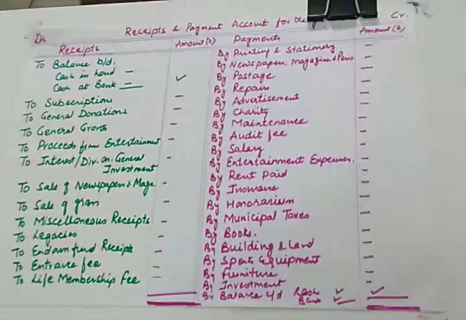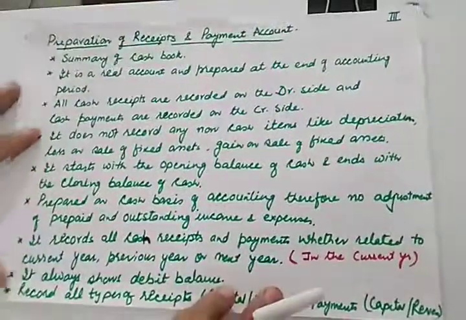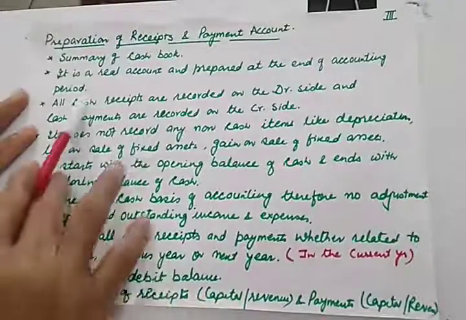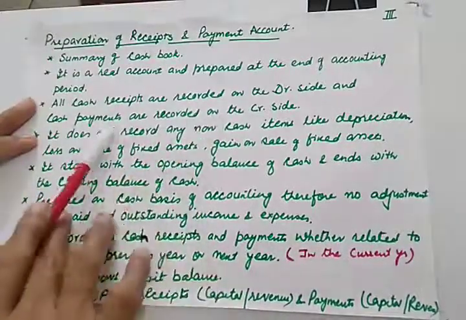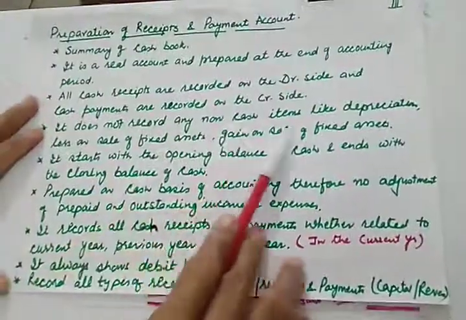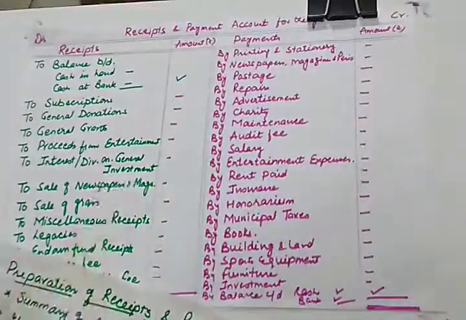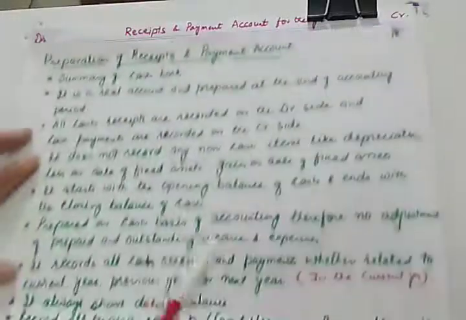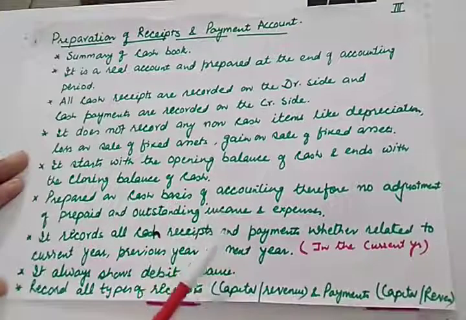I hope the features of receipt and payment account are clear to you. It's a summary of the cash book, a real account, prepared at the end of the accounting year. All receipts are recorded on the debit side and all payments are recorded on the credit side. It does not record non-cash items. You can see all cash items will be recorded here. It is prepared on the cash basis of accounting.